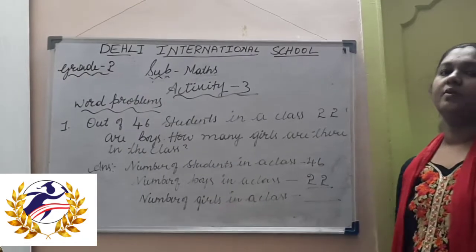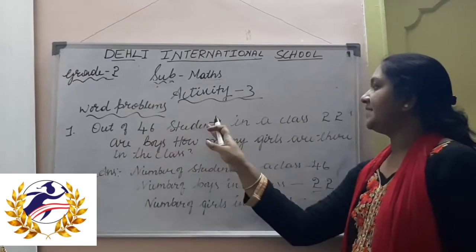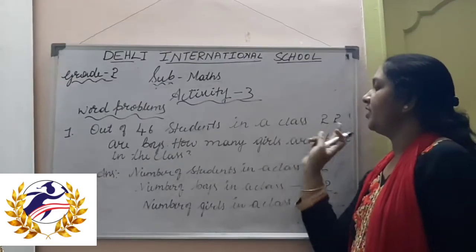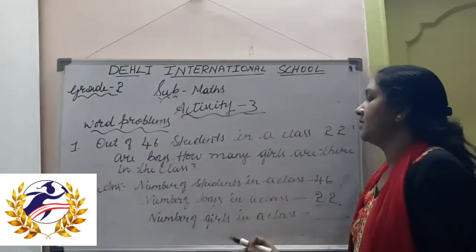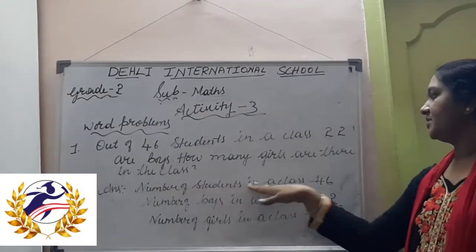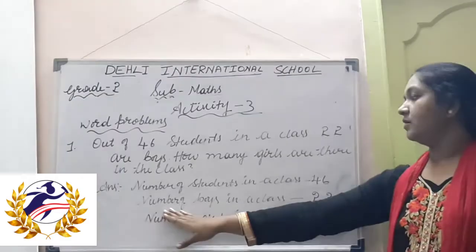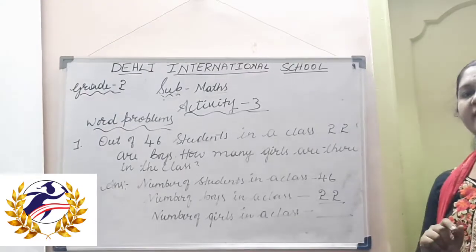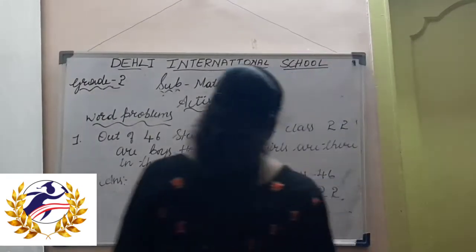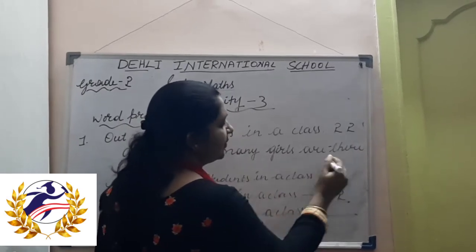Next, we will move to activity 3, word problems. Out of 46 students in a class, 22 are boys. How many girls are there in the class? The number of students in the class is 46. In 46, the number of boys in the class is 22. So we have to find out how many girls are present in the class. So what we have to do here is subtract these numbers.